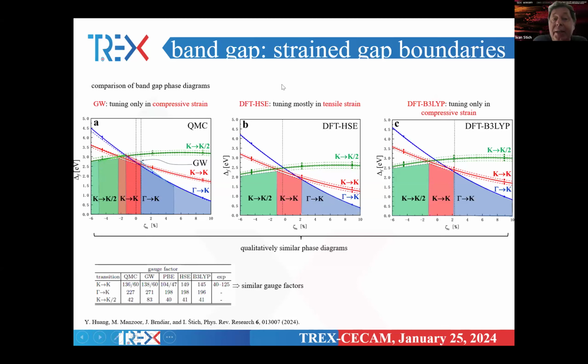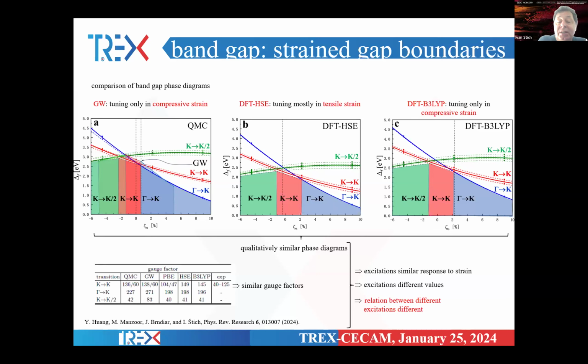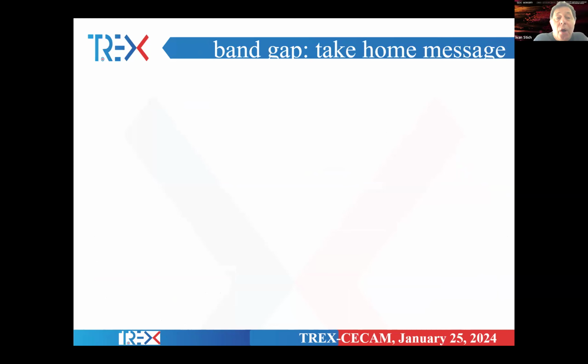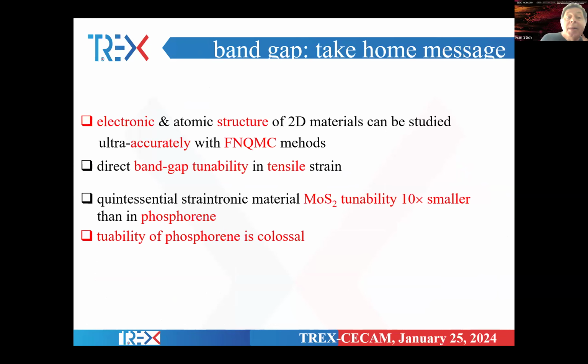If I do the study in HSE, I would be mainly tuning into the tensile strain, whereas in B3LYP, I would be tuning exclusively in the compressive strain. So that's a very subtle point here, and I believe this type of calculation is a very sensitive criterion for accuracy of these calculations, and they can actually be used to judge the accuracy of the calculation you really have.